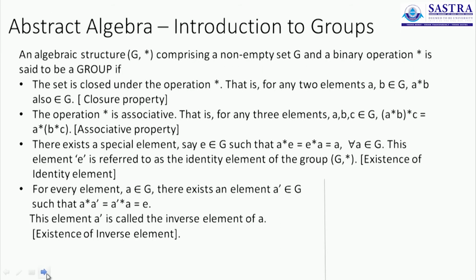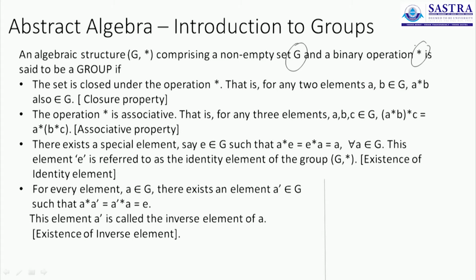Now we come to the most important definition in the introduction to groups, the group itself. An algebraic structure (G, star) comprising a non-empty set G and a binary operation star is called a group if the following 4 conditions are satisfied by the set. You already know 3 of them, I will just run through them. Number 1, the set should be closed under the operation, like we saw with integers and real numbers and natural numbers. Number 2, the operation involved must be associative.